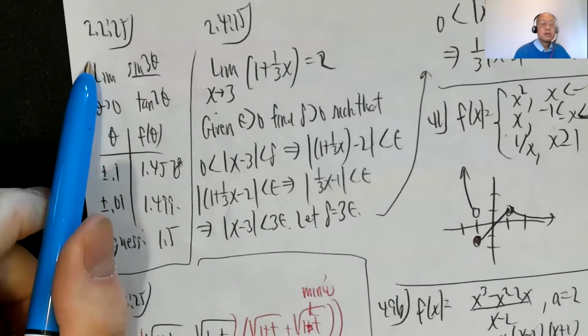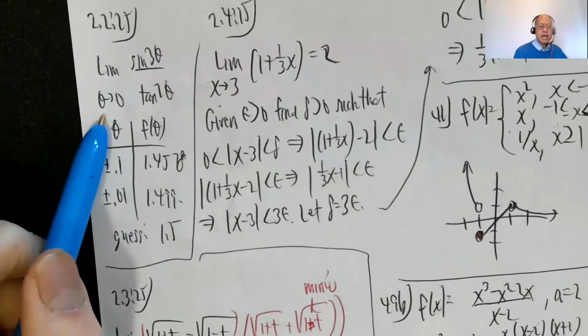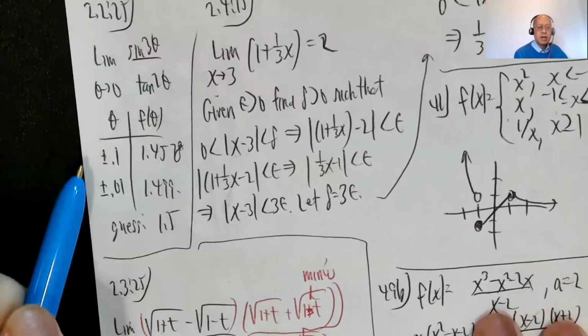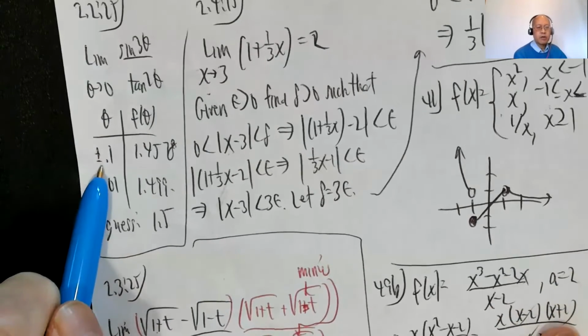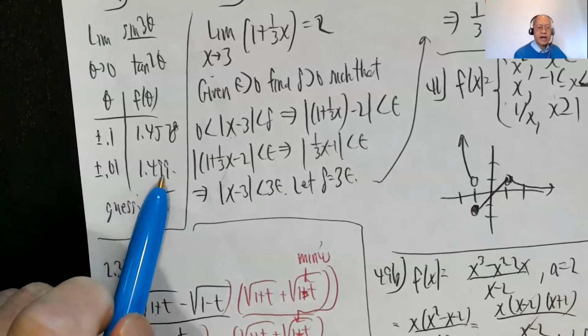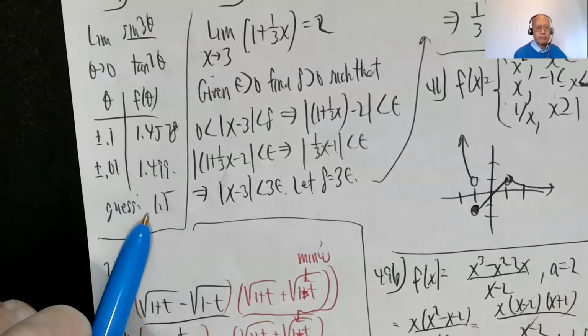Okay. See 2.2, number 25. Limit as theta approaches 0 of sine of 3 theta divided by tangent 2 theta. Okay, so I plugged in plus or minus 0.1. I got that. Plus or minus 0.01, 1.499. So the guess would be 1.5.